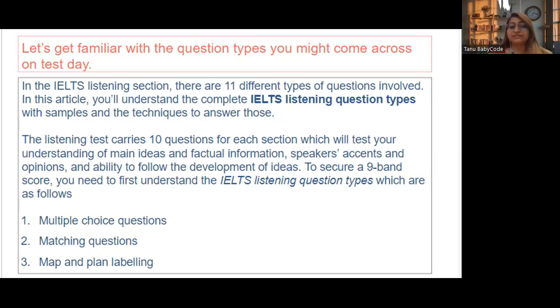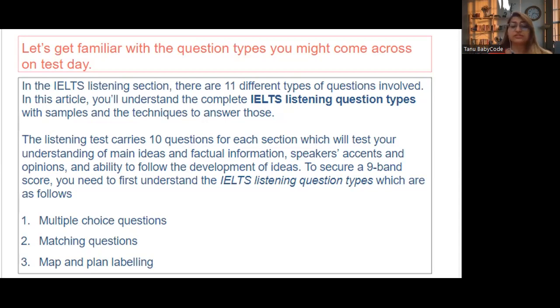You know that the listening test carries 10 questions in each section, and they test your ability to understand the main ideas or factual information. They also test whether you are able to understand the speaker's accents, the opinions of the speaker, and whether you are able to follow the development of ideas or not. So to score band 9 in the listening test, you need to understand the types of questions, which are as follows. Now there are 11 types of question in total.